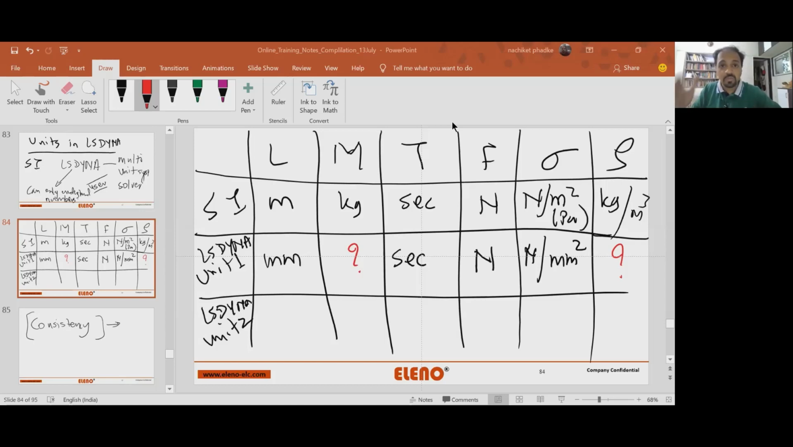Okay, how is more important rather than just giving an answer. How is something which you should be able to derive, so that any damn unit in front of you, you will be in a position to solve it for sure.